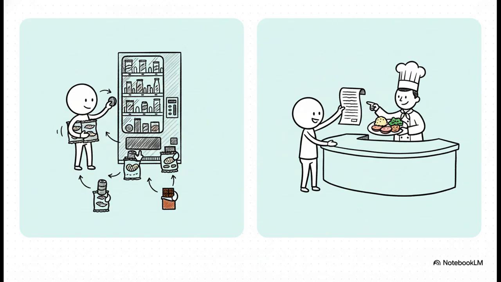GraphQL, on the other hand, that's like ordering from a personal chef. You can be super specific. I want just the chips, a couple of pretzels, and hey, throw in one piece of chocolate. And you get exactly that, all on one plate. It's incredibly flexible and way more efficient.